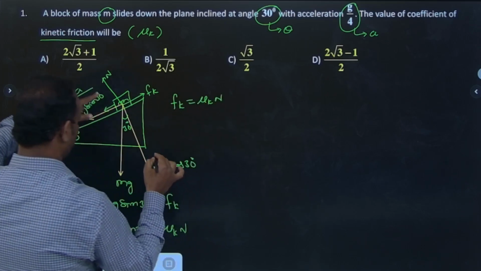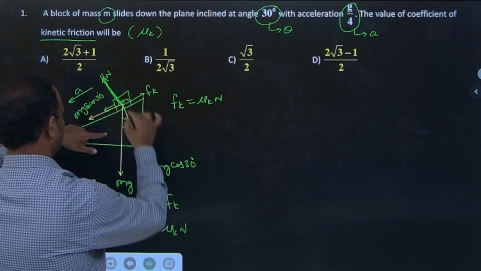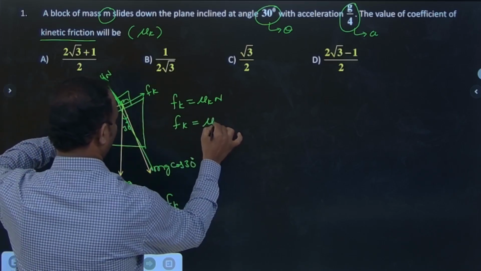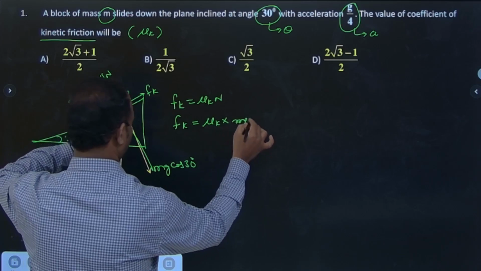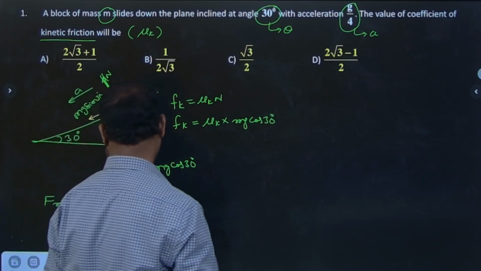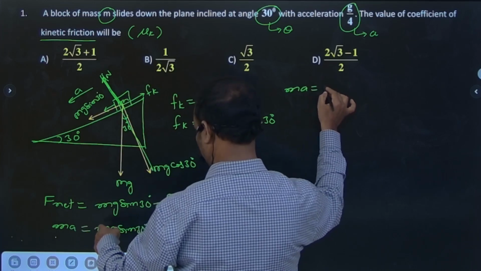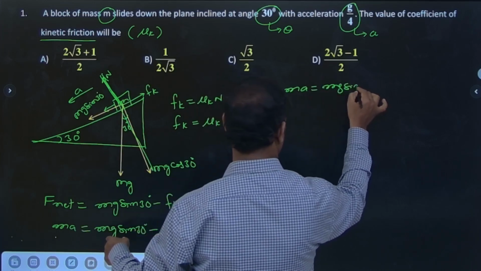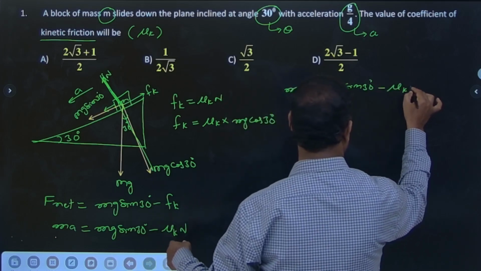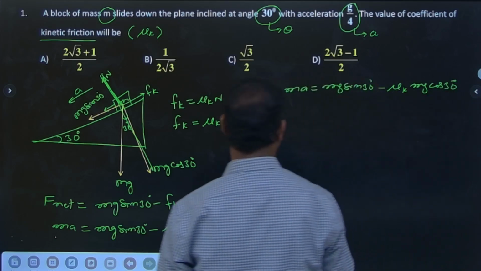N is the normal reaction, which is balanced by mg cos theta. So Fk is equal to mu k into mg cos 30 degrees. Now we can substitute: ma is equal to mg sin 30 minus mu k into mg cos 30 degrees. The m cancels in all the terms.